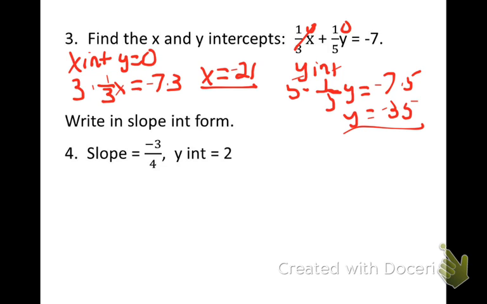Write in slope-intercept form. Well, I have the two things I need. I just put them in their place. That goes in for m. That goes in for the y-intercept, and I would be done on that one. So some of the problems will be, well, that easy.